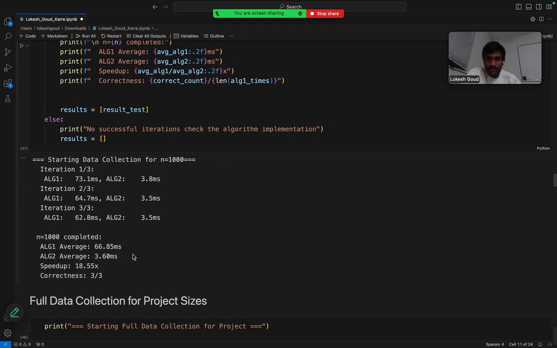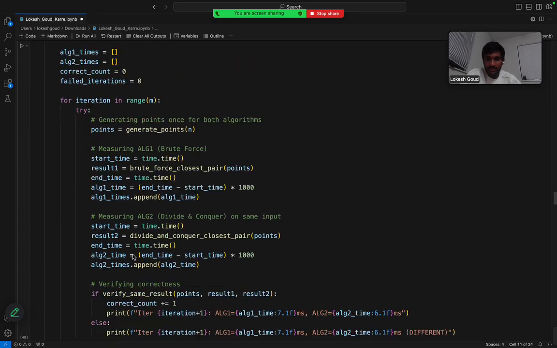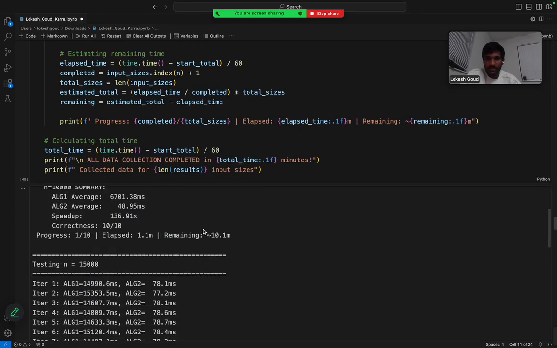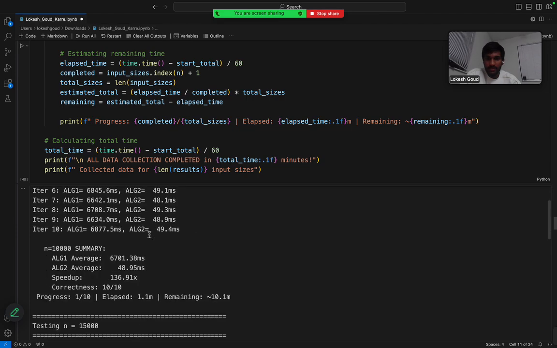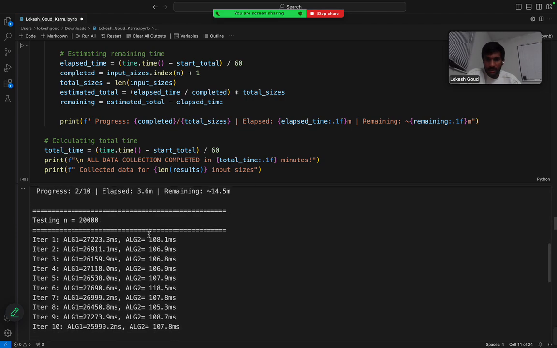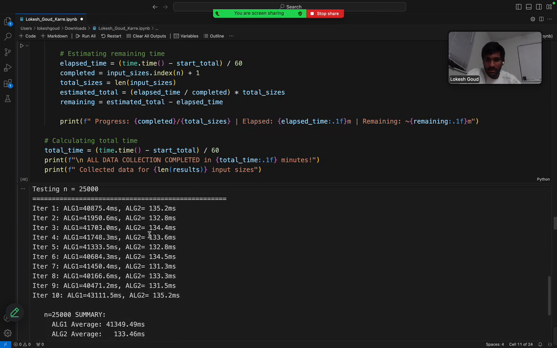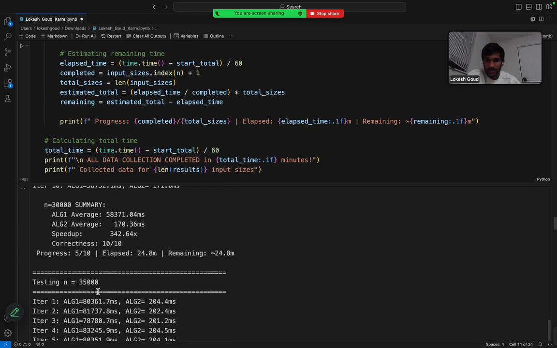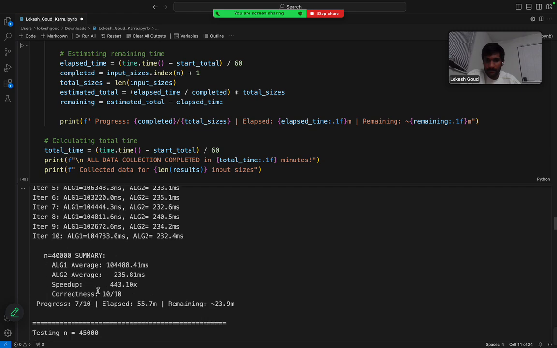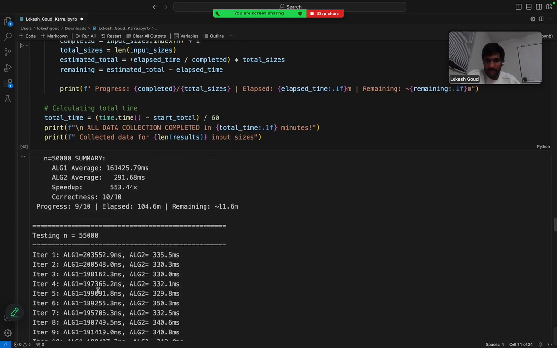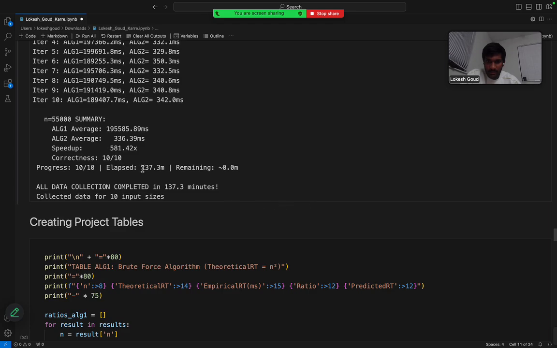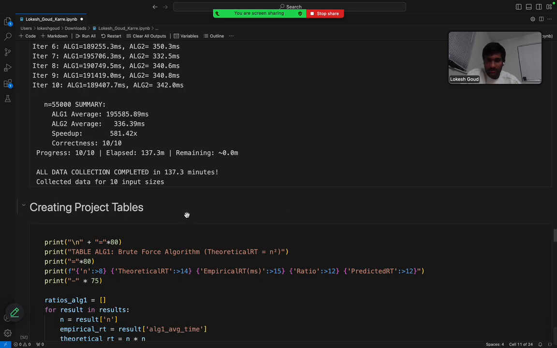As you can see, these are the final experimental results for n equal to 10,000, 15,000, 20,000, 25,000, 30,000, 35,000, 40,000, 45,000, 50,000 and 55,000. The total runtime is about 137.3 minutes, as you can see here.